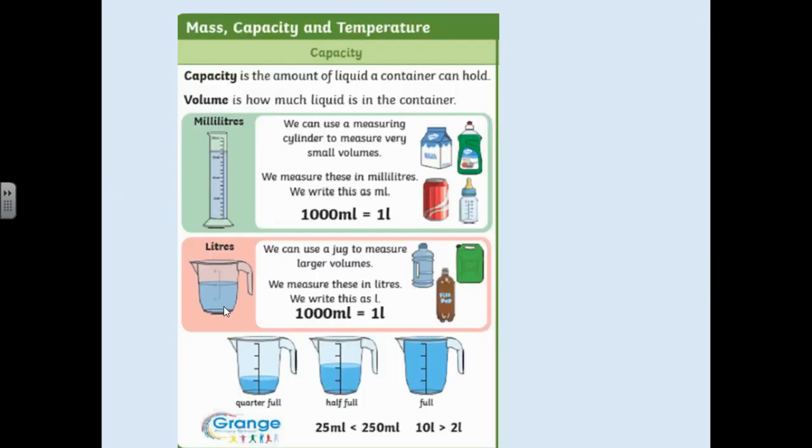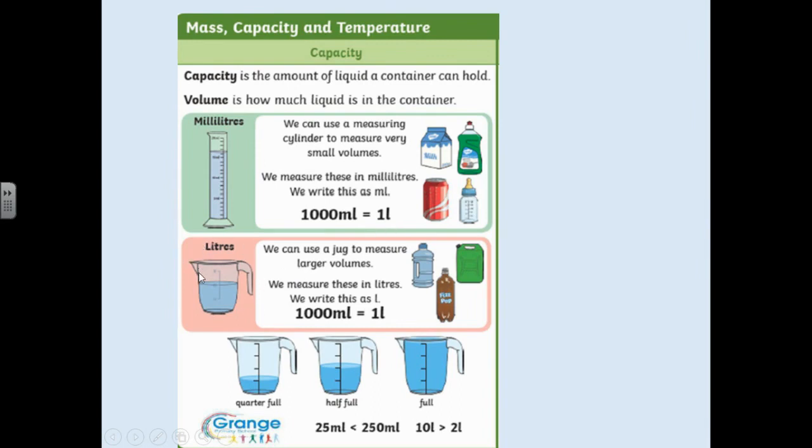Right, looking at the knowledge organizer, we've got the measuring cylinder here. We can use a measuring cylinder to measure very small volumes. And we measure these in millilitres and we write this as ml. And we know that 1000 millilitres is equivalent to 1 litre.